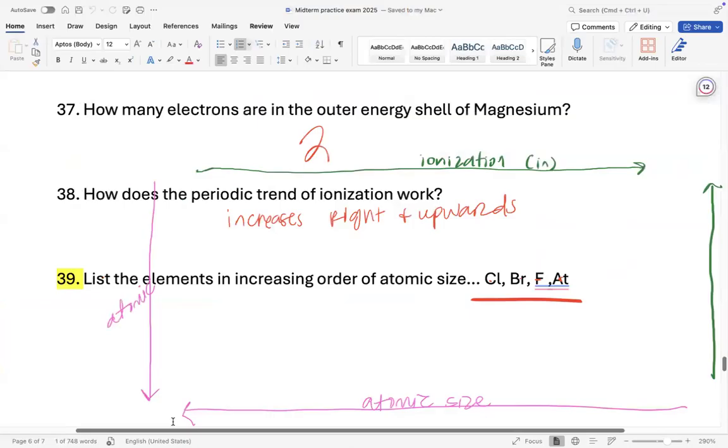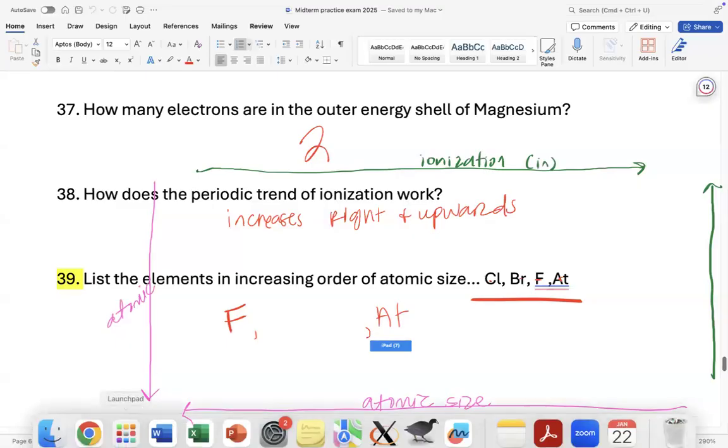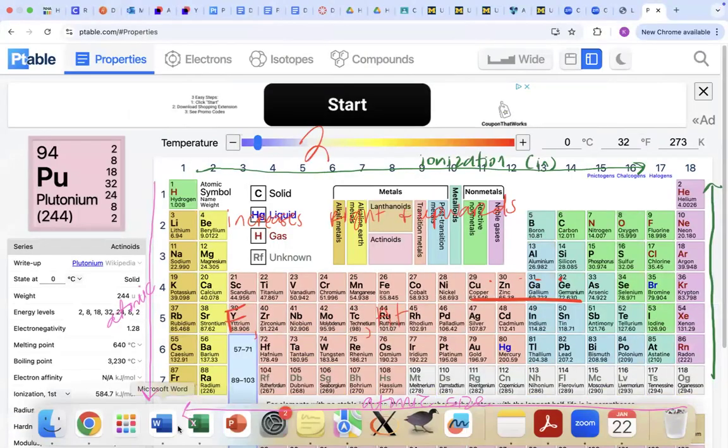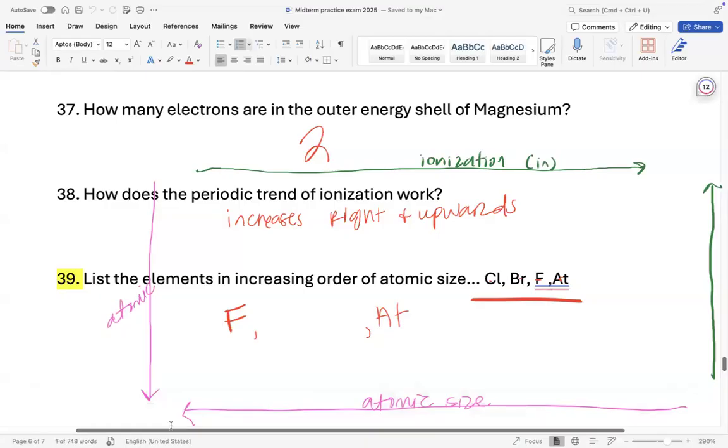So it went fluorine was the smallest. I remember At was the largest. I honestly don't remember what was the middle. Let me go back. Chlorine and bromine. Chlorine's the next smallest, and then bromine. So chlorine and then bromine. All right.